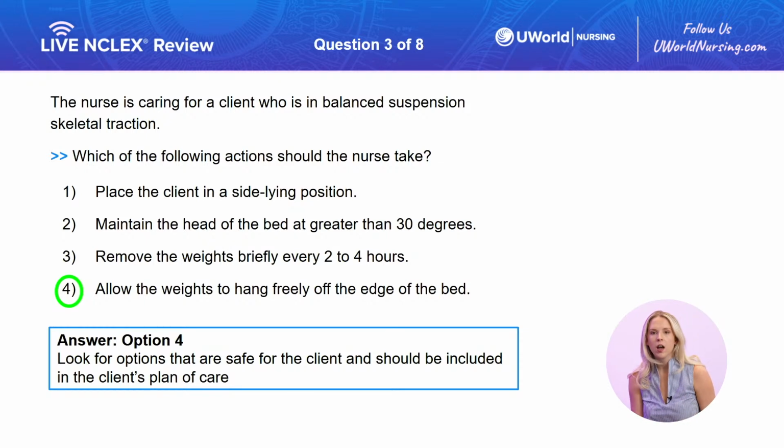So option 4 would be indicated in this case. Options 1, 2, and 3 would be incorrect. Place the client in a sideline position? We would want them flat on their back. We want them supine. And this is kind of the same teaching point in option 2. If they're flat on their back, we don't want to maintain the head of the bed at greater than 30 degrees. That's going to keep them slightly up in a semi-Fowler position. This is not indicated. And same thing, removing the weights briefly every 2 to 4 hours. This traction is continuous. We're not going to relieve it as frequently as this says. So option 4 was our correct option. Way to go, you guys.